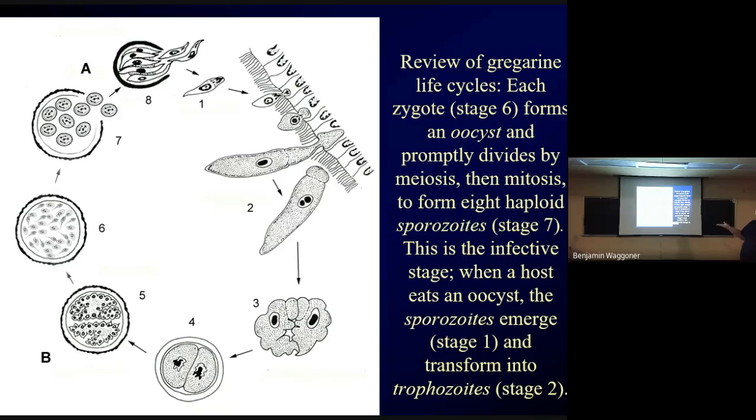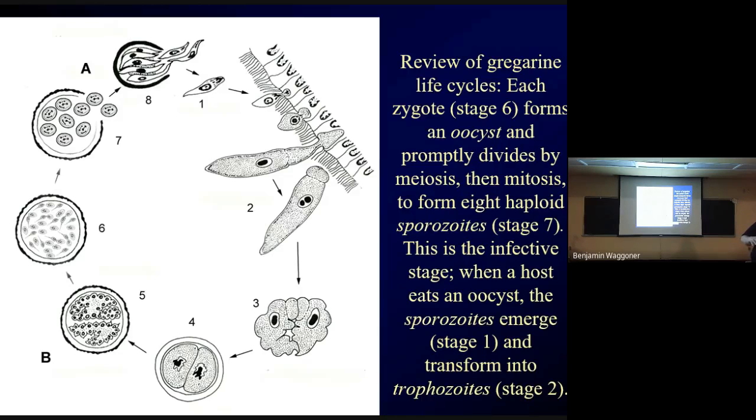Then 2 trophozoites decide that they like each other very much, so they make a special hug and form a gametocyst. That's stage 4. At least a few of you got to see gametocysts in lab. And within that gametocyst, each one divides many times to make gametes. And then the gametes pair up. And then we get to a mature gametocyst by stage 7.